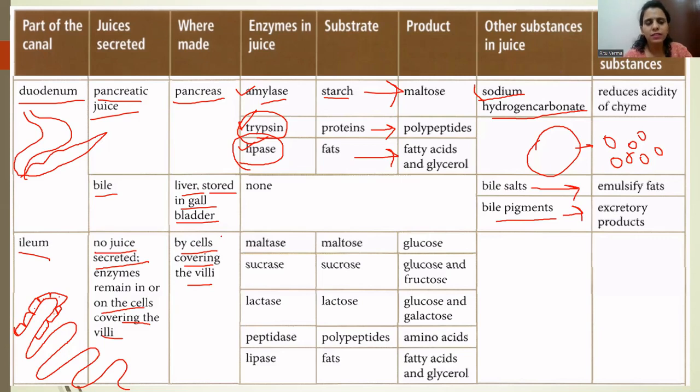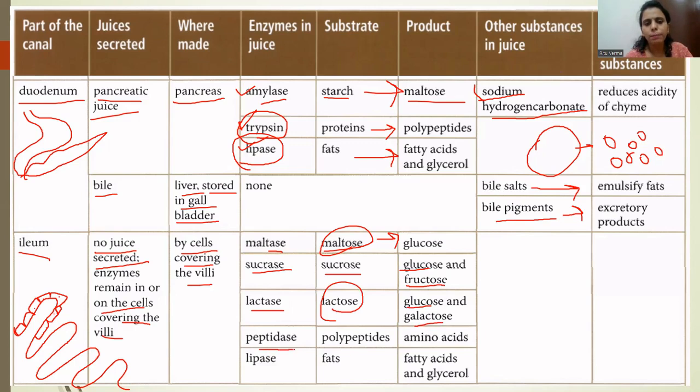Now the enzymes present in the ileum: one is maltase. Maltase digests maltose into glucose. Here remember, starch first gets digested into maltose by amylase, and then this maltose gets digested into glucose by maltase. Sucrase helps in digestion of sucrose into glucose and fructose. Sucrose is a carbohydrate present in the sugar which we consume, the white sugar or sugarcane juice. Lactase helps in digestion of lactose sugar into glucose and galactose. Lactose is a sugar present in milk.